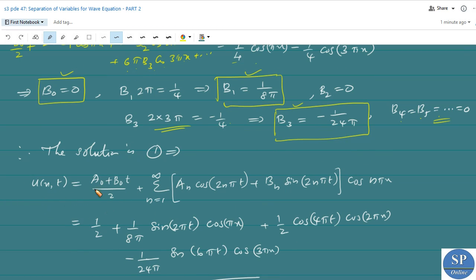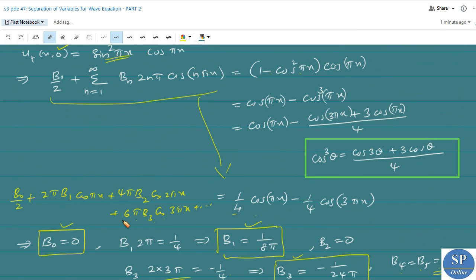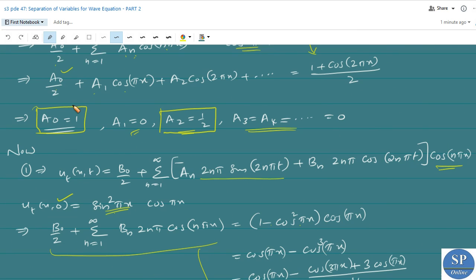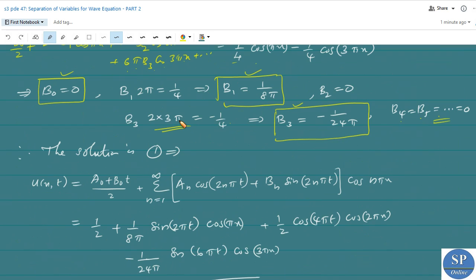Our solution was u of x, t equal to a naught plus b naught t divided by 2 plus etc. Replacing these values here, the non-zero values are a naught equal to 1 and a2 equal to 1 by 2. Also b naught equals 0, b1 is equal to 1 by 8 pi, and b3 equal to minus 1 by 24 pi. All the other coefficients are zeros.